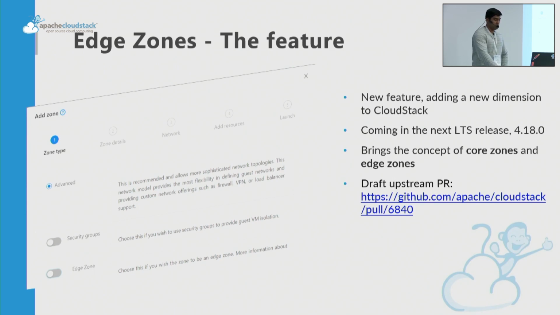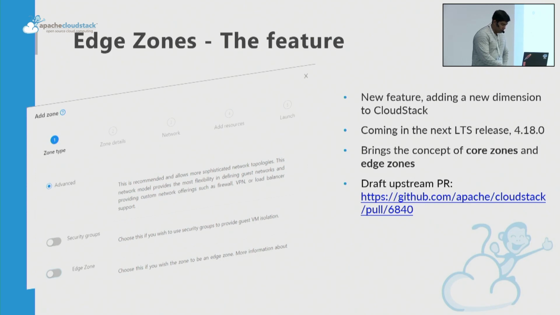Also, it adds a new dimension to CloudStack. As I already told, it brings the concept of core zones and edge zones in CloudStack. So some schema changes have been made, so that already existing zones will be termed as core zones, and new deployments that are used with the edge flag will be edge zones. There's an active draft PR on GitHub, which you can see and review comment.